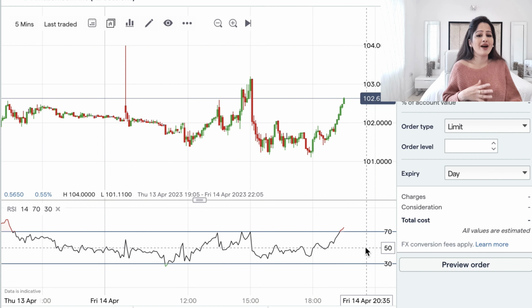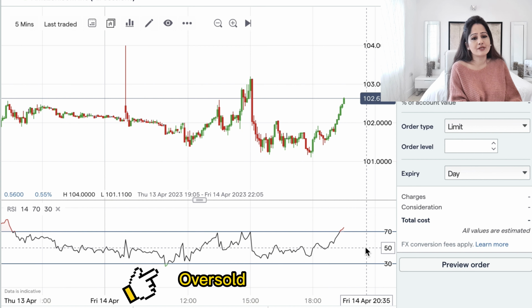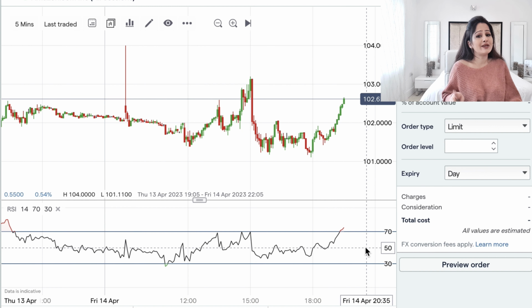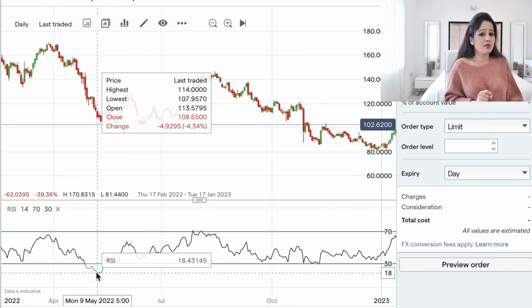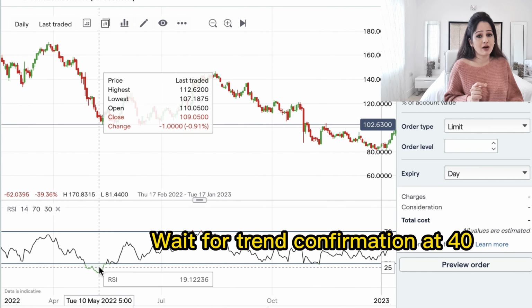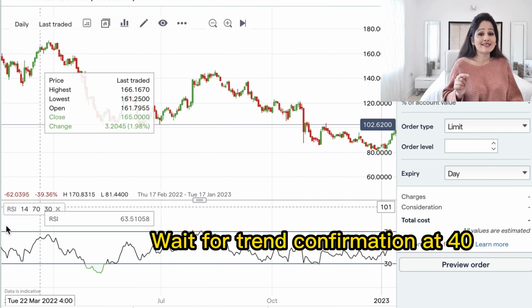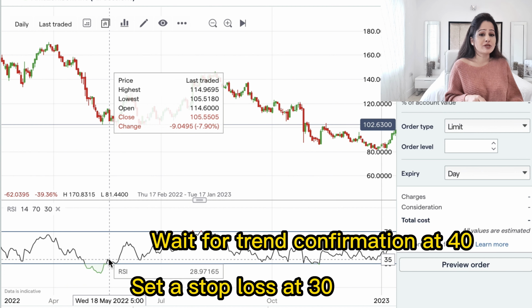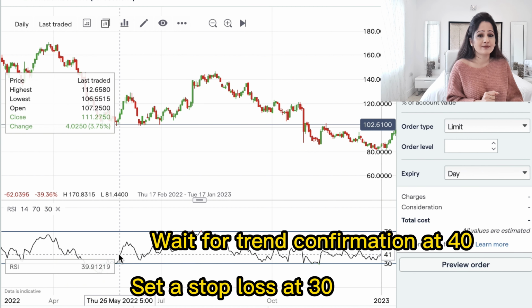Traders often look for buying opportunities when the RSI shows oversold and look to sell when RSI is entering the overbought territory. But it's important to always use this strategy in tandem with other indicators to confirm the trend. For example, a bullish reversal candlestick pattern if you are buying. Here's a quick tip. If you see RSI entering the 30 mark, you could wait for a reversal at 40 RSI before buying and set a stop loss at the oversold level here around 30. That way you're protected from any false breakouts.